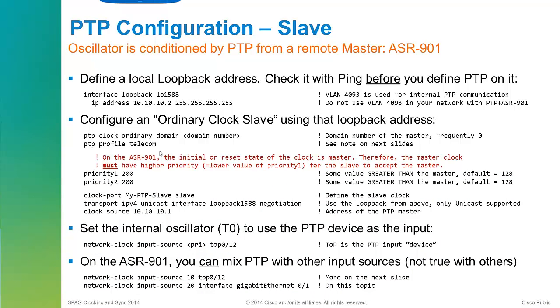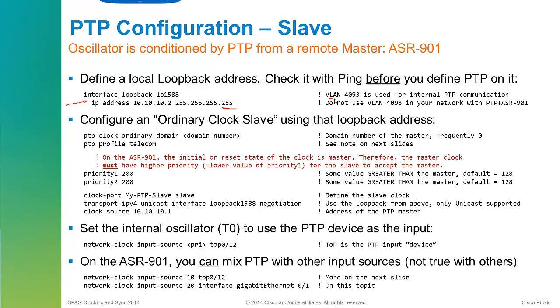So next we'll talk about PTP. PTP as an input: the oscillator is conditioned by PTP from a remote master. We'll cover this in a little bit of detail, and then the rest of them are all similar copies of this. First of all, we've got to define a loopback address, and this is fairly typical of how it's done on all these platforms. You define a loopback address and give it an IP address. Of course, the loopback address has to be a /32 mask.